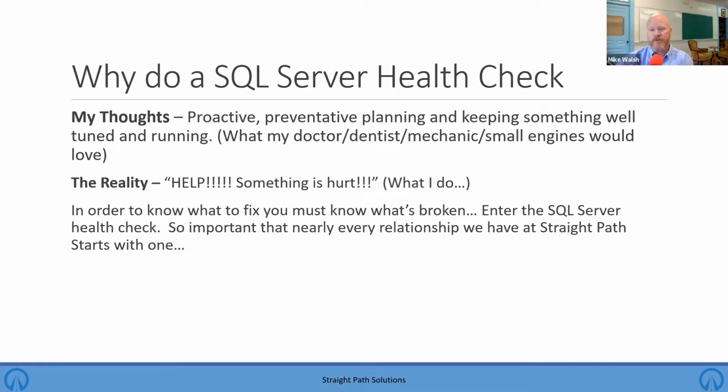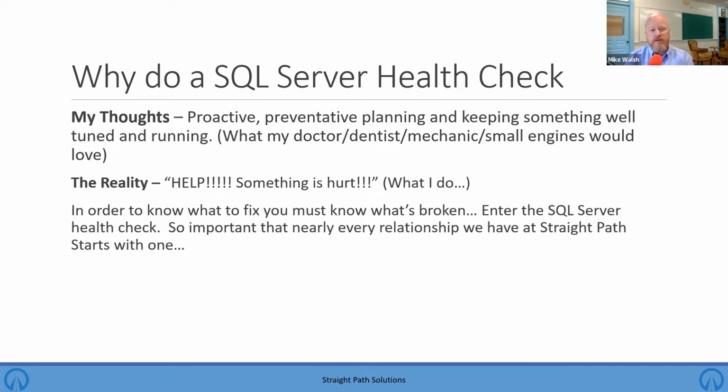So why should you do a SQL Server health check? Well, pretty simple. It's best to be proactive and preventative and do some planning. I like P's, I guess. And we want to keep your environment well-tuned and running. This is what my doctor, my dentist, my mechanic, and all the small engines that we use at my farm would actually love. The reality of what we do with SQL Server health checks is people call us up.